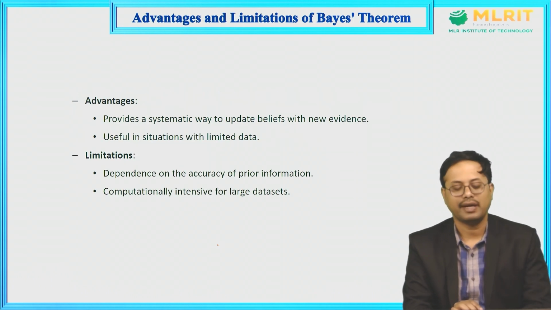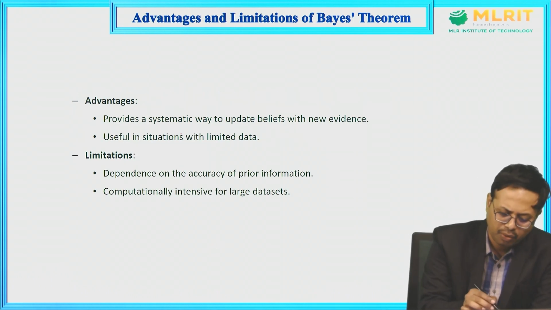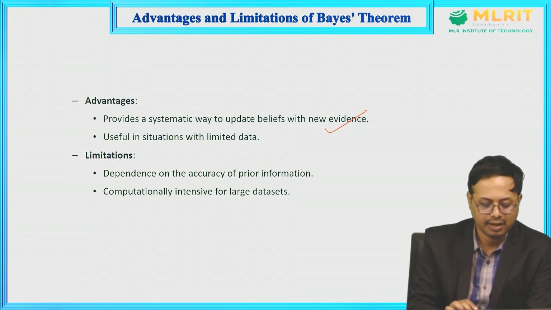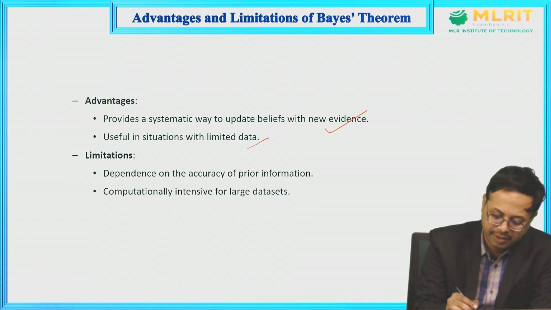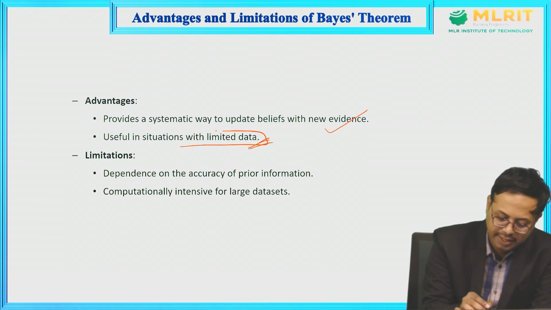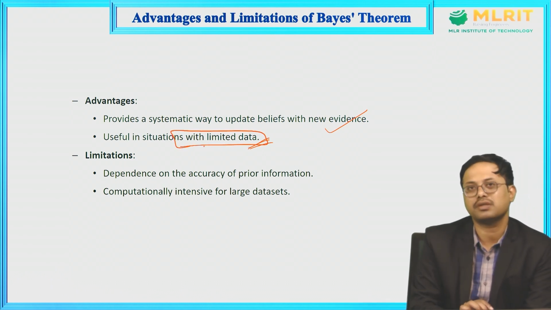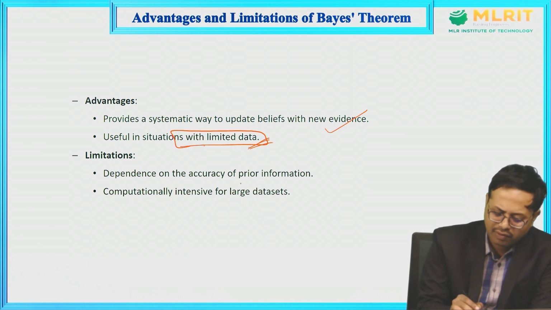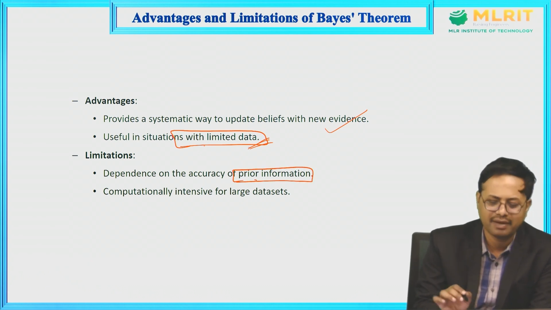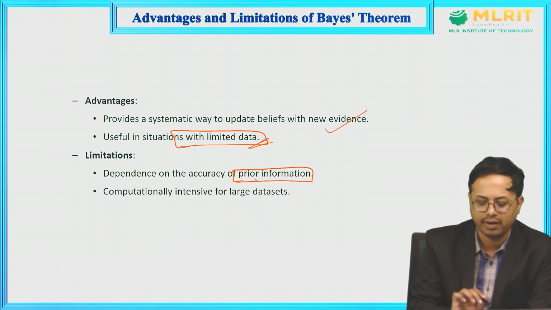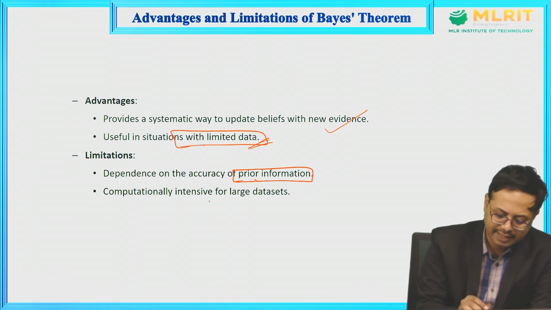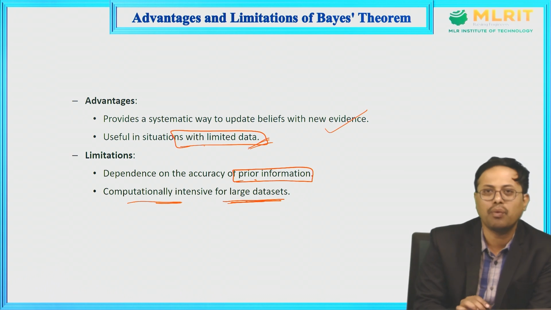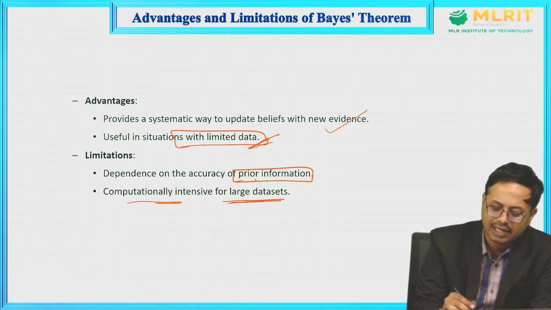And what are the advantages and limitations of Bayes theorem? It provides a systematic way to update beliefs with new evidence. It is useful in situations with limited data; whenever you have only a limited amount of data, you can use Bayes theorem. What are the limitations? Prior information is compulsory; without prior information we can't apply Bayes theorem. It is computationally intensive for large data sets, which are more complex. That is why it is used for limited data applications.